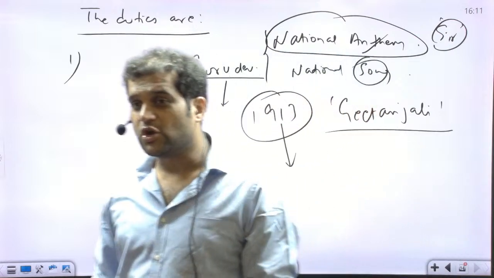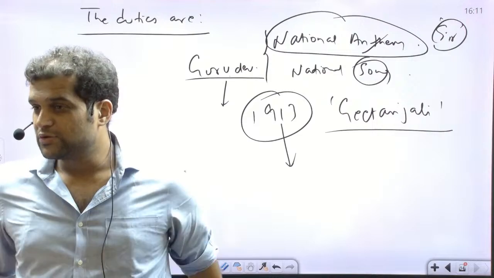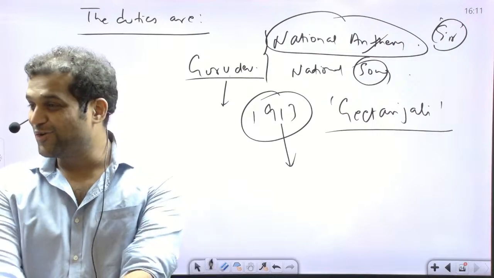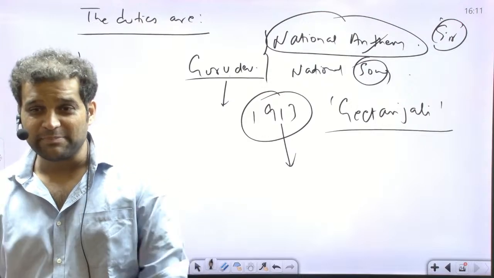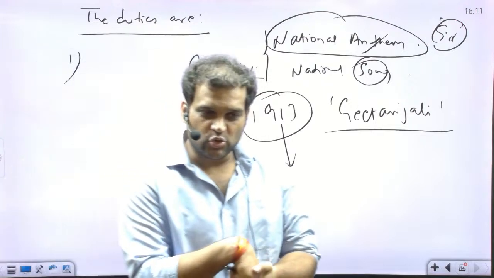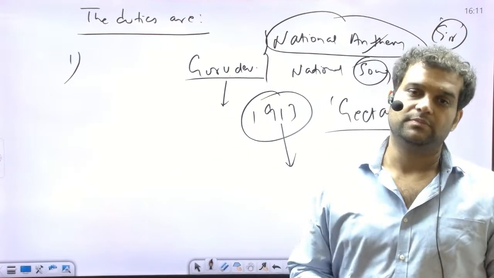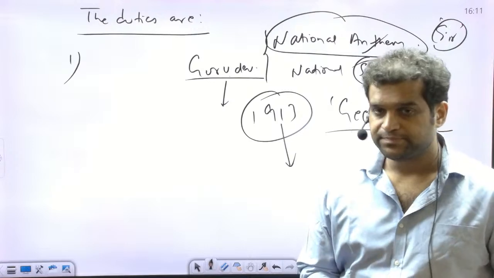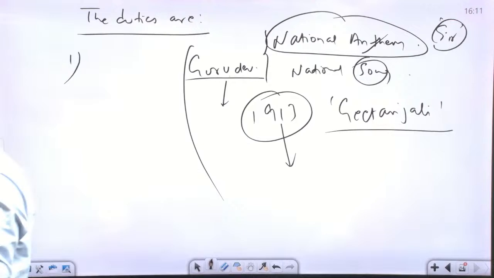Now tell me, who wrote our national song? Bankim Chandra Chatterjee. Have you heard of this name? Bankim Chandra Chatterjee wrote our national song in his book Anandamath. So, some history related to this.